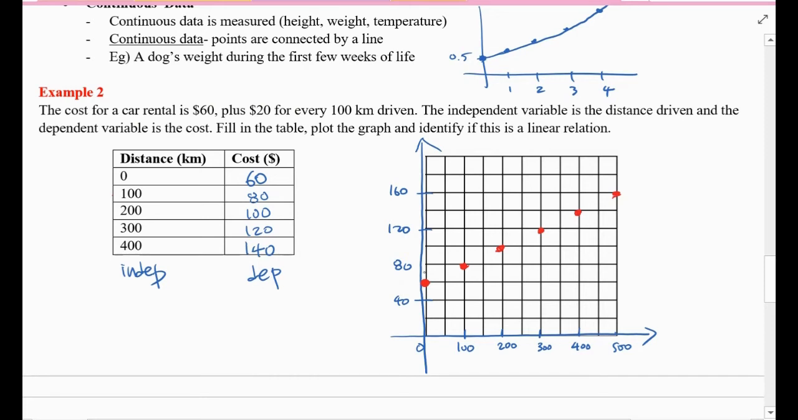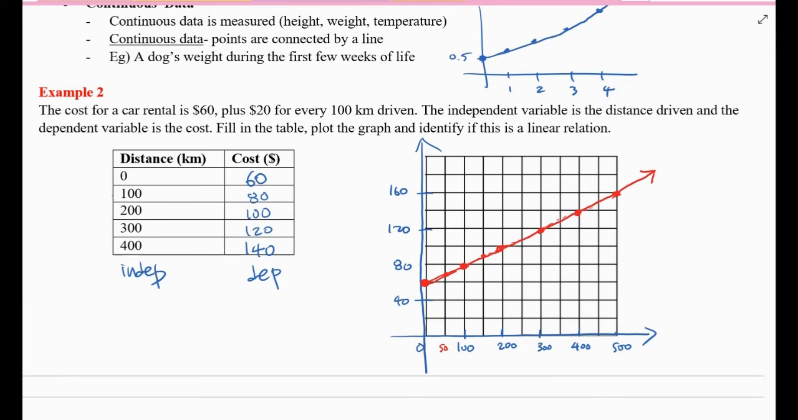So if it is a reasonable rental car company, they will charge you depending on the distance. So say you drive 50 kilometers, then they will charge you $70, right? So the point will be plotted here. And if you drive 150 kilometers, they will charge you $110. The point will be placed here. So if you put all the points in between 2 points, that will form a linear line. So it makes sense to join the points. So this is continuous data.